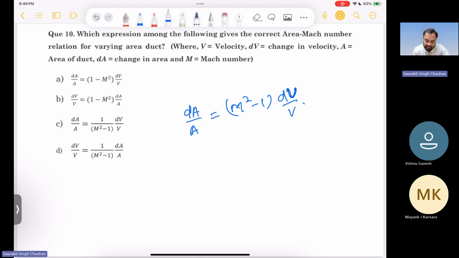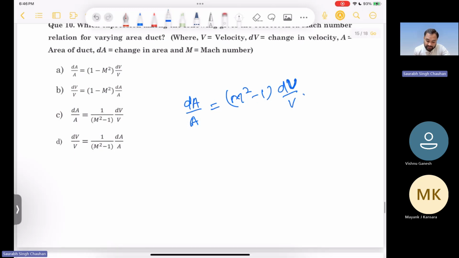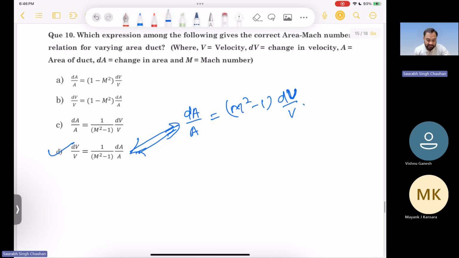Option C says dA by A is equal to 1 divided by m square minus 1. This is not correct, right? This is m square minus 1, and it is not in the denominator. Option D says dV is equal to this thing. Yes, this is correct, right? Because these both are same. So option D is the correct option.